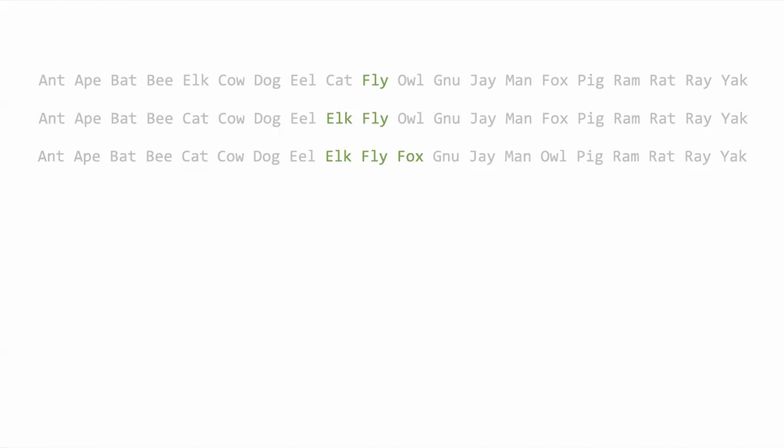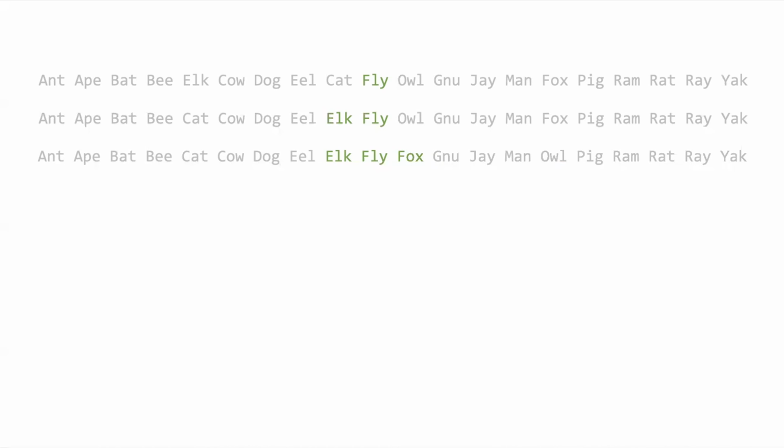Okay, so now I know three positions here: elk, fly, and fox. Turns out fly was a really good pivot because it was able to be right in the middle, but elk and fox were pretty much the worst case scenarios. When our pivot is the biggest or the smallest element, then we're not going to decrease the size of our sublist by much. It's the worst case scenario.